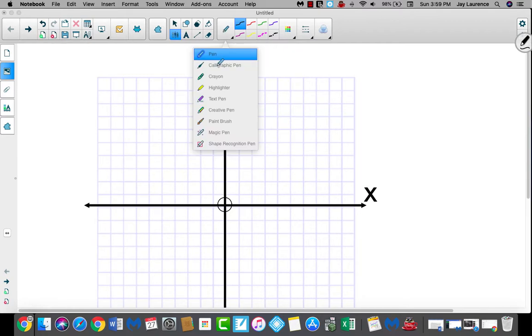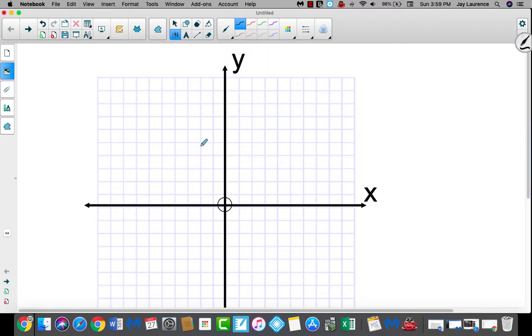Now I'm going to start with the very basics, okay? This is called a Cartesian coordinate system. It was made by a man named Rene Descartes, and hence the name Cartesian. Descartes comes from there, okay?